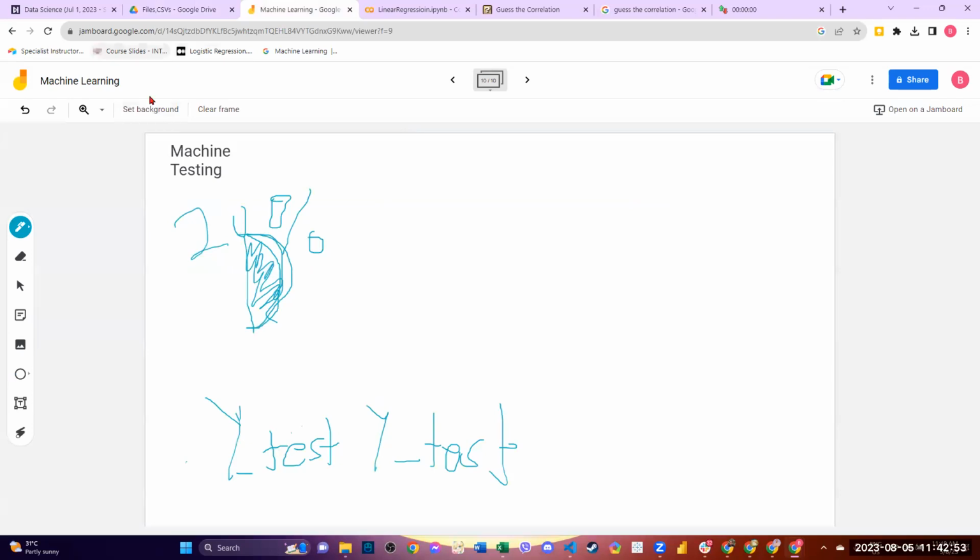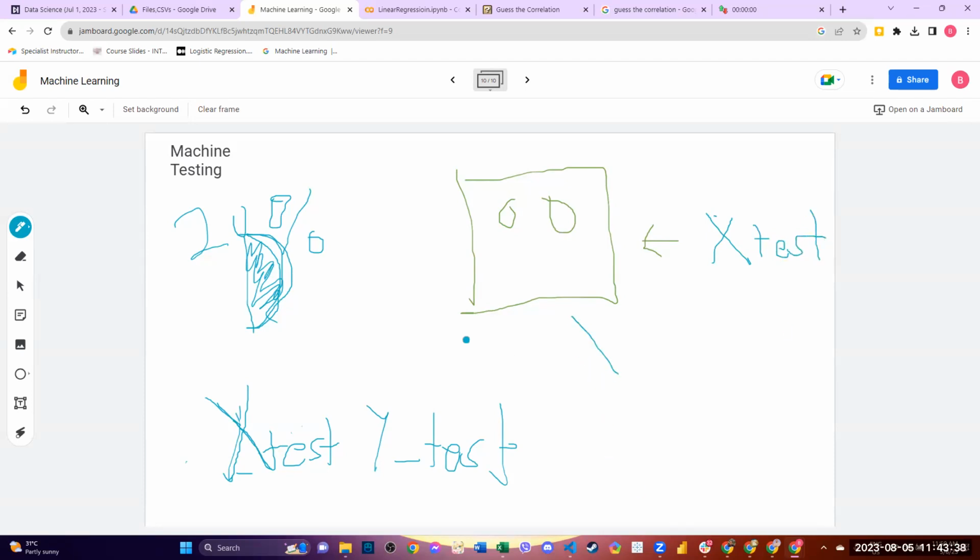So X test, Y test, X test. So what happens here is the trained robot will accept X test, and then the robot will predict. Okay, so Y pred. It will predict to Y pred.